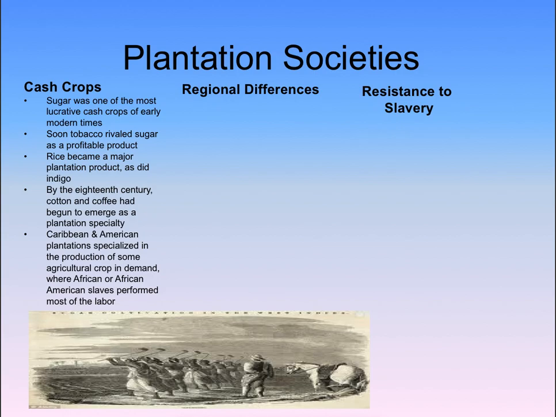So that means you have all these different kinds of crops. That means you need people to work the fields. And what easier way than free labor? What easier way to make money for yourself than to have free labor? So the Caribbean and American plantations specialized in the production of some agricultural crop in demand, where African or African American slaves performed most of the labor.